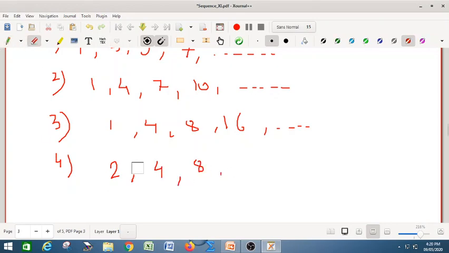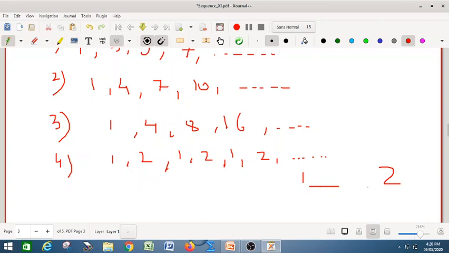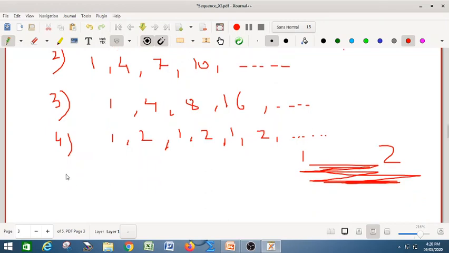Let me write the next pattern. Suppose you have 1 2 1 2 1 2. This is also a sequence. You look at the sequence pattern, it's oscillating between 1 and 2. Suppose this is 1, this is 2. So the numbers are oscillating between 1 and 2 like this. So this is also another pattern, an oscillatory sequence. Also suppose there is another sequence like this, 3 3 3 3 3 3 etc. So this is a constant sequence. All the terms are 3.